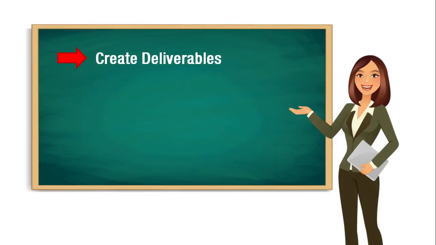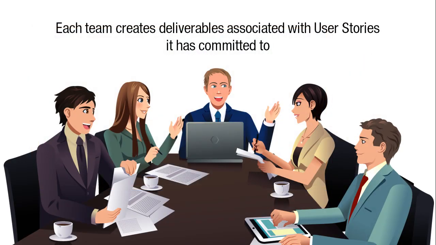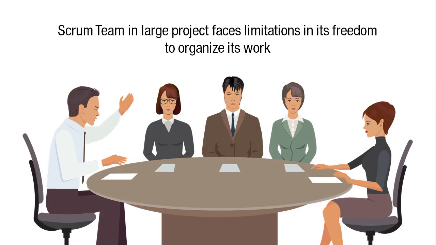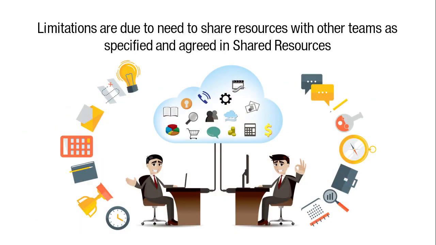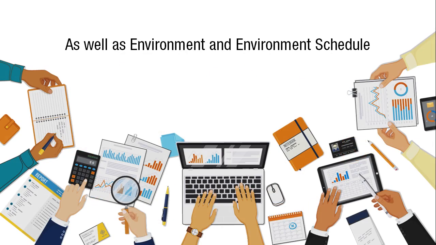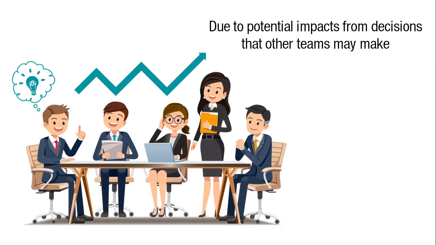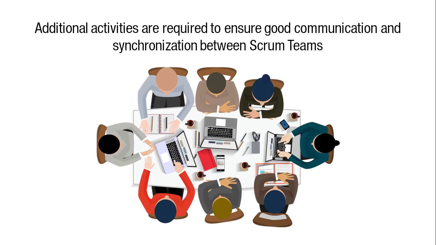First, we shall learn about create deliverables. Each team creates the deliverables associated with the user stories it has committed to. Different from a typical small Scrum project, a Scrum team in a large project faces limitations in its freedom to organize its work. These limitations are due to the need to share resources with other teams, as specified and agreed to in the shared resources, as well as the environment and environment schedule, and also due to potential impacts from decisions that other teams may make. Furthermore, additional activities are required to ensure good communication and synchronization between the Scrum teams.